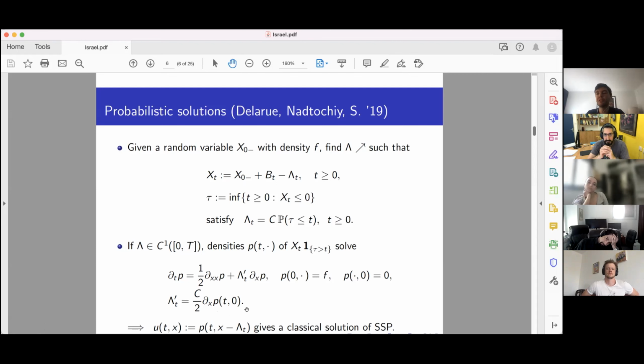So how does the probabilistic setup generalize this? Because you don't assume lambda to be differentiable anymore? That's essentially what's happening? Yes, okay. Yeah, that's exactly right. Thanks. I'll get to that in just a second.